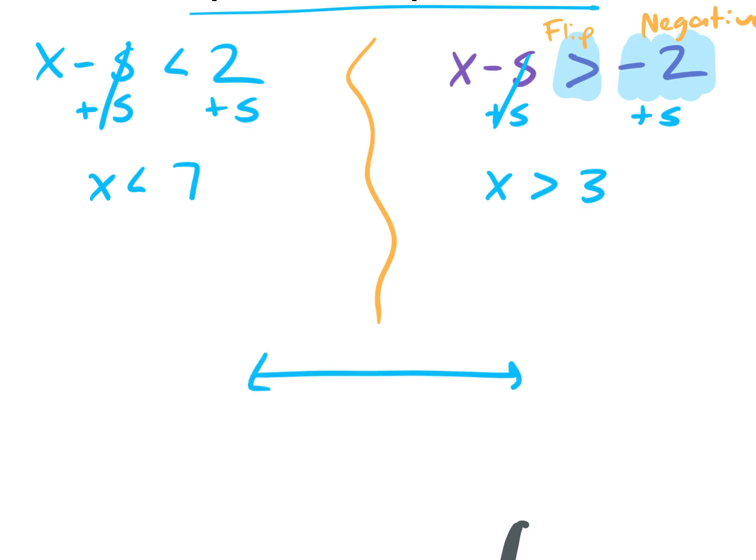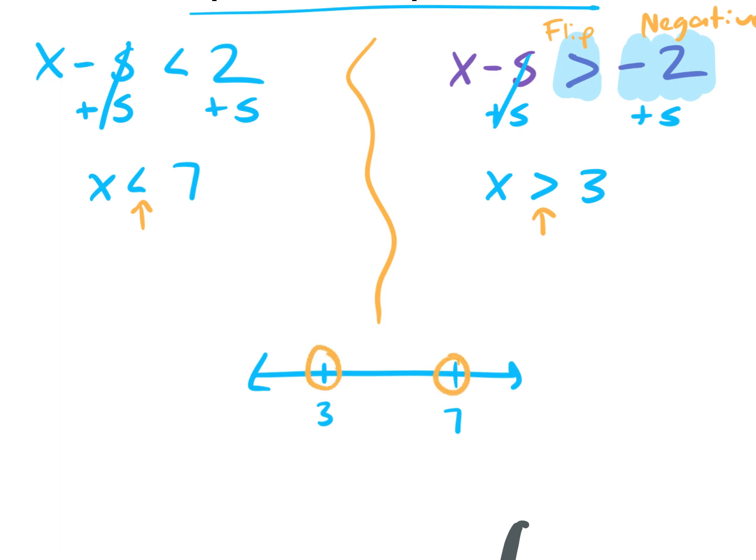Which number is smaller? 3. So I'm going to put 3 and 7. Make sure the smaller number goes first. A lot of people made that mistake on the last test. Smaller number goes first. Do I have an open circle at these points or closed circle? Open circle because it's just a less than or greater than sign. There's no equal to, so we have an open circle.